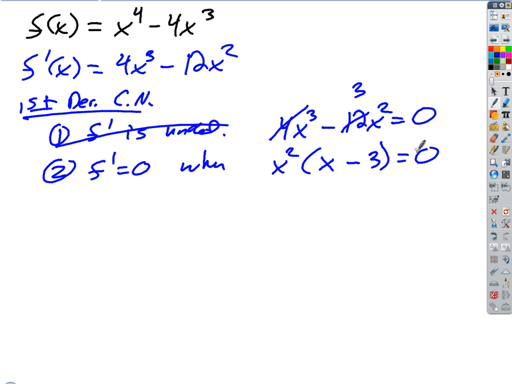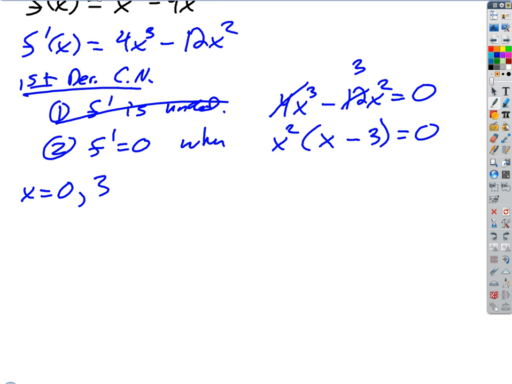And so we get first derivative critical numbers where? 0 and 3. Everybody see that? By the zero product property, if we just find the zeros of our two factors. Okay? So first derivative critical numbers are at x equals 0 and x equals 3. Okay? So let's go down and make our table.